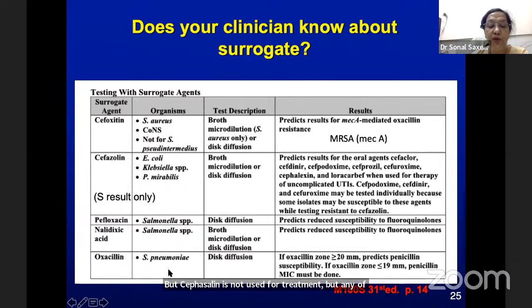Similarly, oxacillin for pneumococcus and nalidixic acid for Salmonella predict susceptibility to fluoroquinolones. Now, with the high development of NARST, nalidixic acid resistant Salmonella typhi, this has become a little difficult, but it's still there.